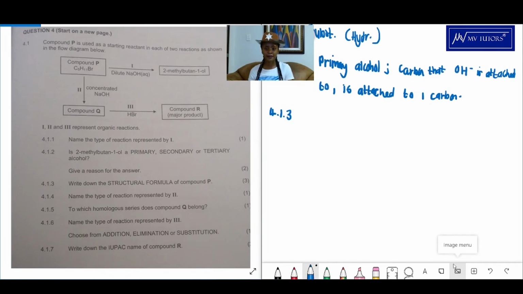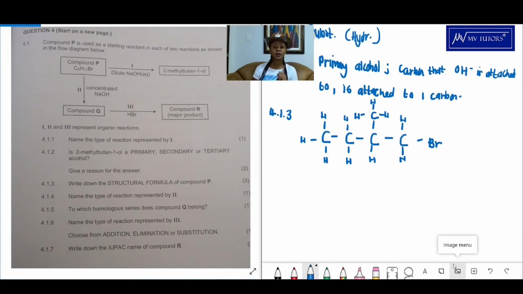So again, I have 4 carbon atoms. On the first carbon, I have the bromine. On the second carbon, I have the methyl group. So I need to then put the hydrogens there. Okay, hydrogen. So this is a proper structural formula. Okay, so that is the structural formula for compound P.